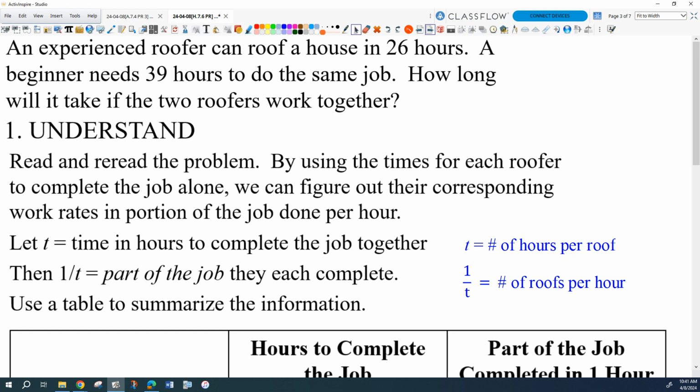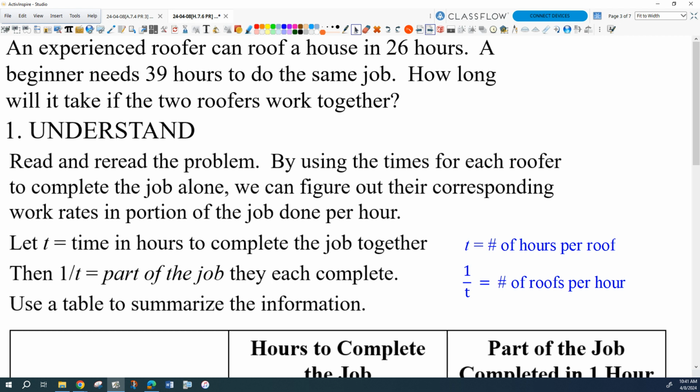So this seems like a kind of a weird question out of the blue, but this is a fairly common thing that we do in math, is try to look at situations like this where we know we can take this information and come up with the rate at which an experienced roofer gets the job done. We can come up with the rate at which an inexperienced person gets the job done. And now what if we combine forces? What if they're working simultaneously? How does that impact the rate at which they work?